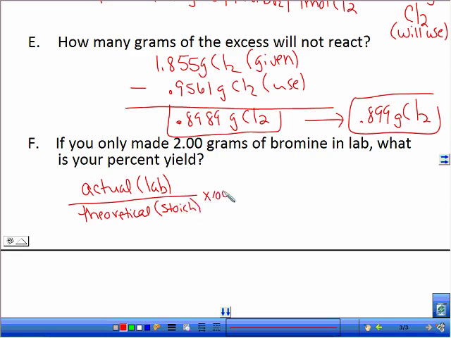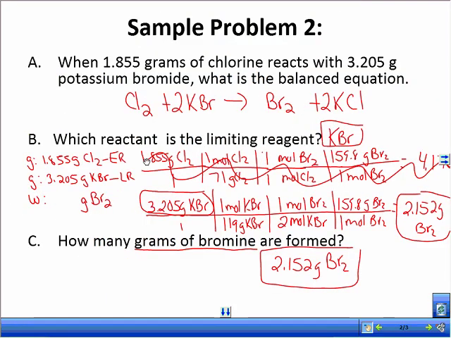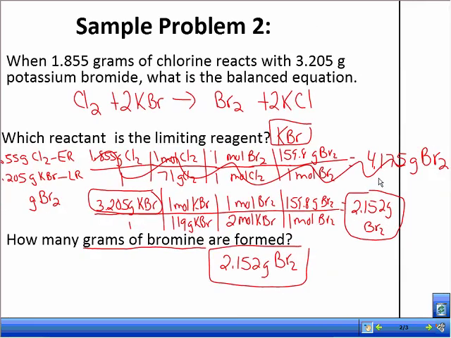times 100. Okay, it says if you made 2 grams of bromine in lab, so since that says in lab, that's going to go on top. It's grams of bromine. We're going to divide it by some, and apparently I've done a lot of stoichiometry, but I'm looking for grams of bromine. See this right here? That's not grams of bromine. That's grams of chlorine. Let's keep looking. That's grams of chlorine, grams of potassium bromide. Look, this one was grams of bromine, but I scratched through it. We're not going to use that number.